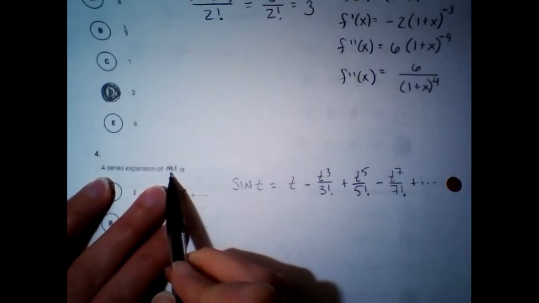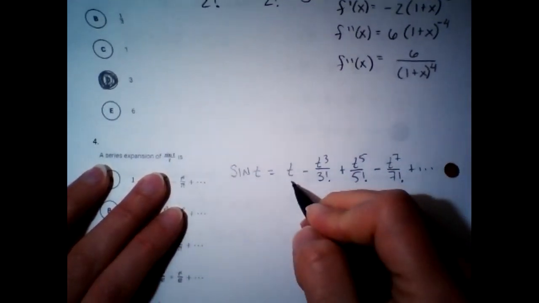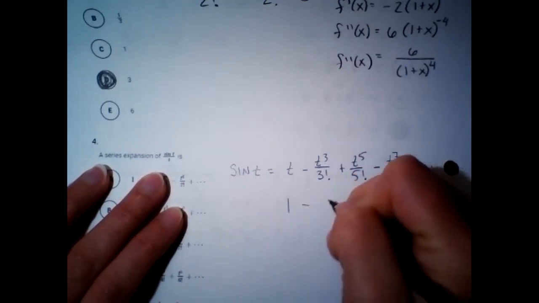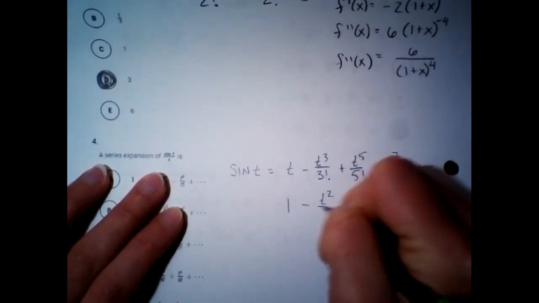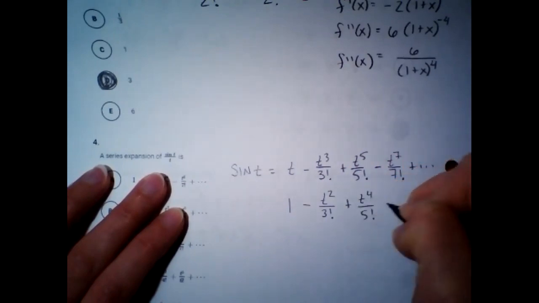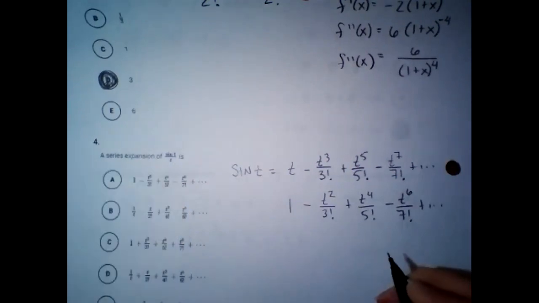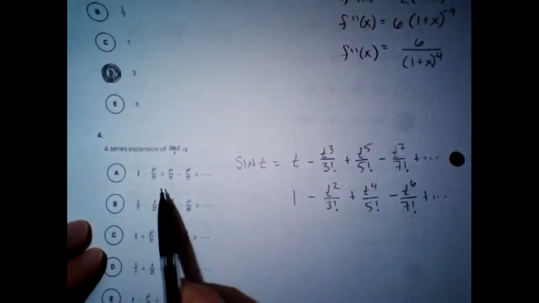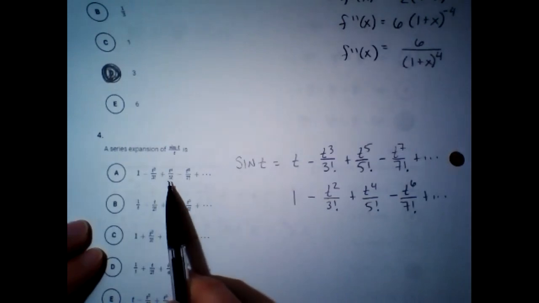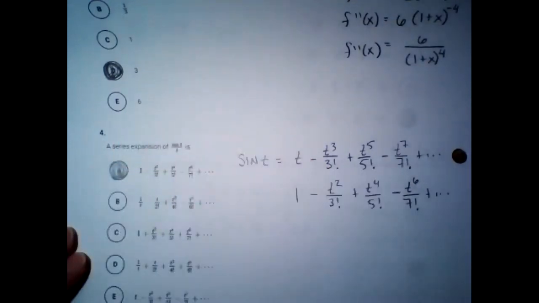So what we're going to do is go through and just divide every term by t. So if I divide every term by t, this would just be 1 minus, and then this would be t squared over 3 factorial plus t to the 4th over 5 factorial minus t to the 6th over 7 factorial. And that's probably far enough. In fact, I probably didn't even need to go that far. Let me see which one it's going to match here. Is that A for that one? Yeah. So that one is A.